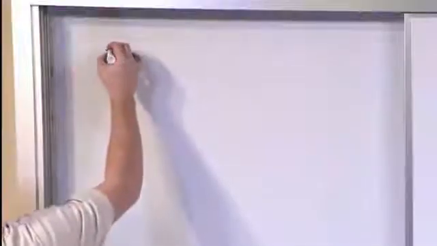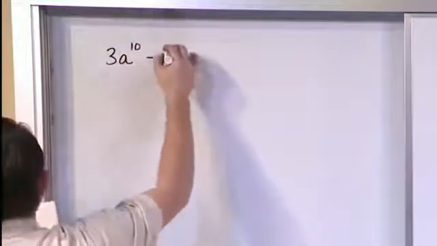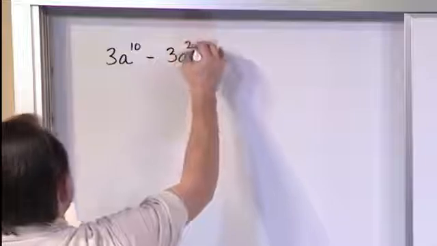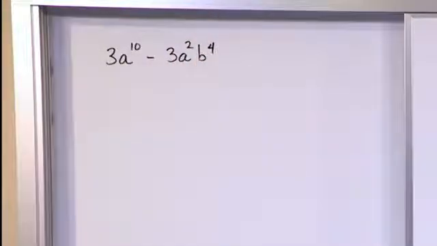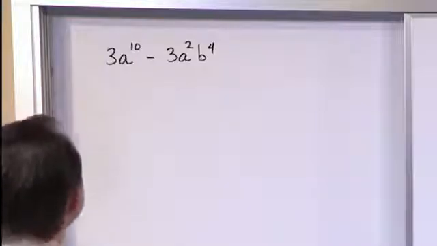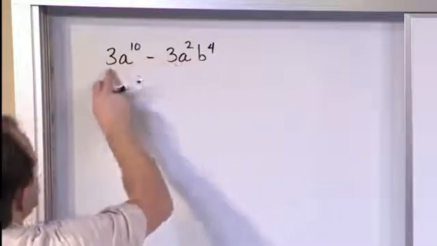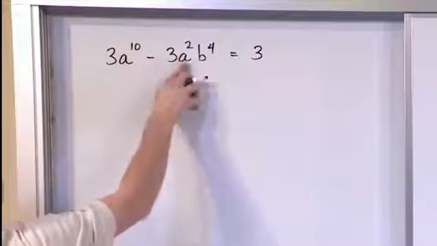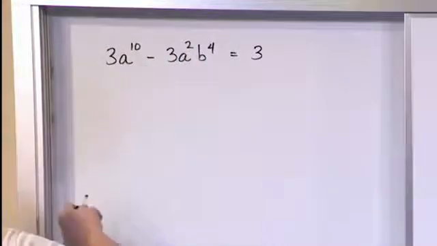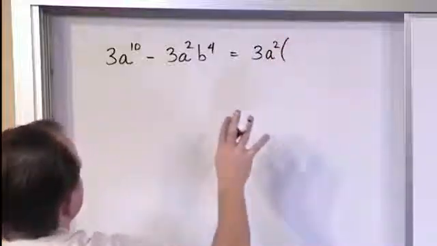All right, now let's say we have 3 times a to the 10th power minus 3 times a squared b to the 4th power, and we want to factor this as much as we can using the difference of two squares. Before we do anything else, I see that I have a 3 common, so I can definitely pull the 3 out. And I also see that I have an a squared here, and I could pull 2 of the a's out from there. So let me pull out 3a squared and just see where it leads me.